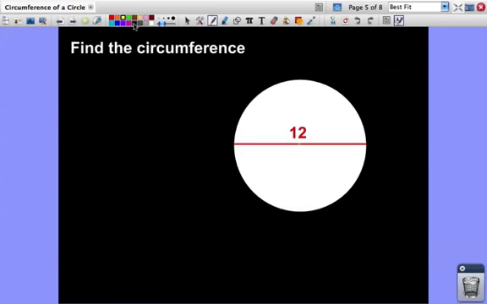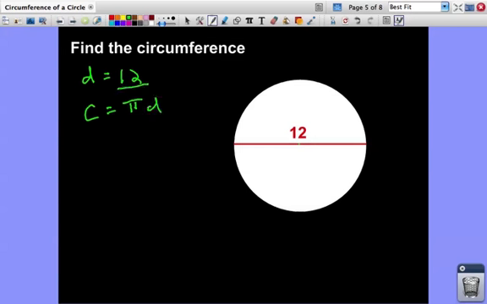But this one, now I have the distance going all the way across the circle. Okay, so it goes through the center right here. And it starts from one end of the circle and goes through the other end. So it goes all the way through, so that is my diameter. So my diameter is equal to 12. And if I look back at my formulas, I will see that circumference equals pi times diameter.